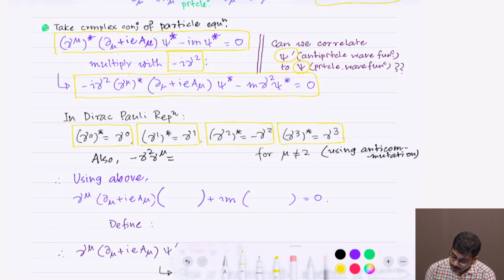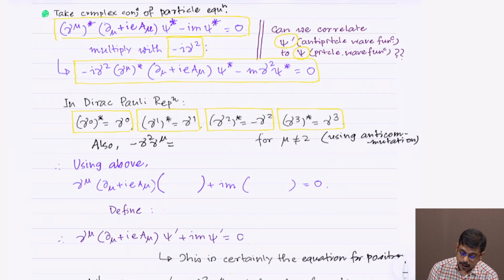Further, we can also observe that there is an anti-commutation relation between gamma 2 and gamma mu, so that minus gamma 2 gamma mu becomes gamma mu gamma 2. So, basically when you change the position of gamma 2, it flips the sign. So minus gamma 2 gamma mu becomes gamma mu gamma 2 for mu not equal to 2. Of course, when mu is equal to 2, there is nothing to anti-commute because it is the same matrix multiplication.